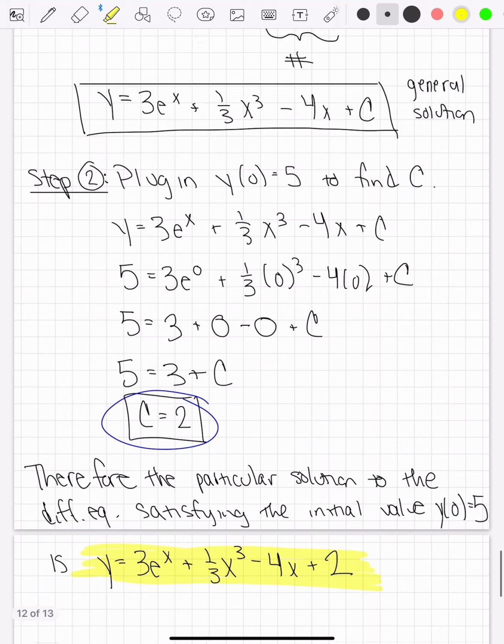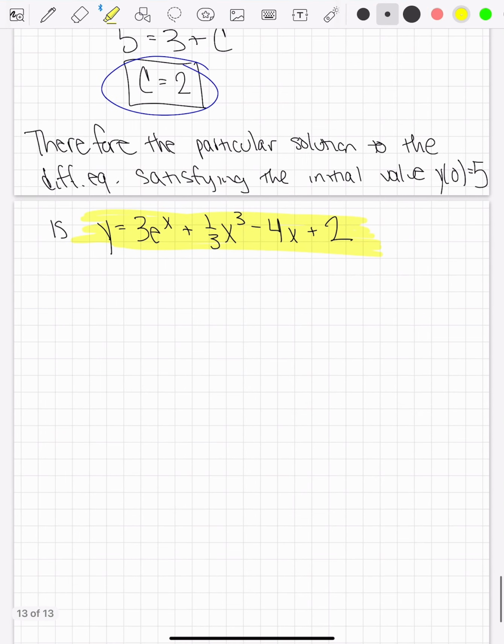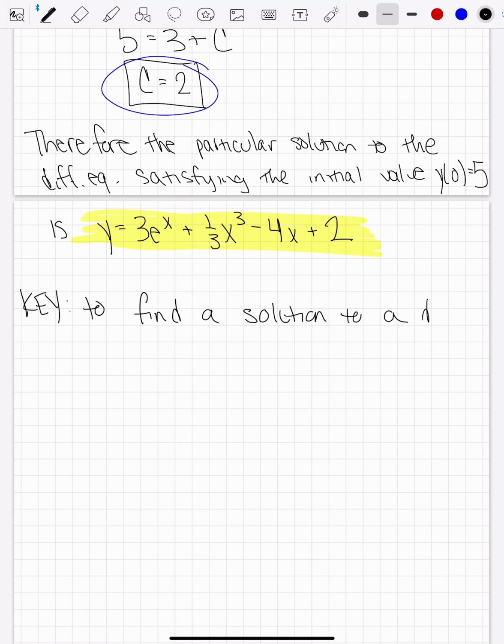Right, and so the key takeaway right before I go is, to find a solution to a differential equation, integrate y prime, or any of its derivatives.